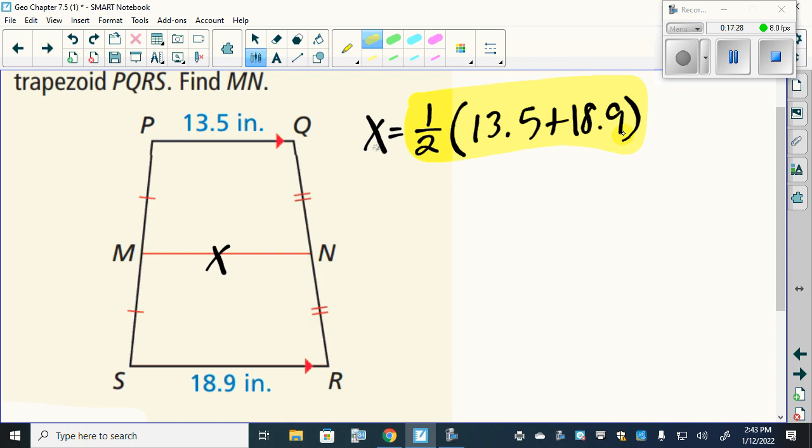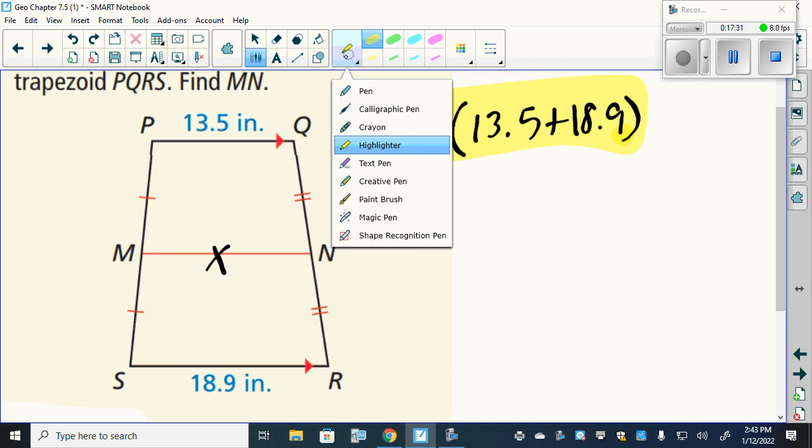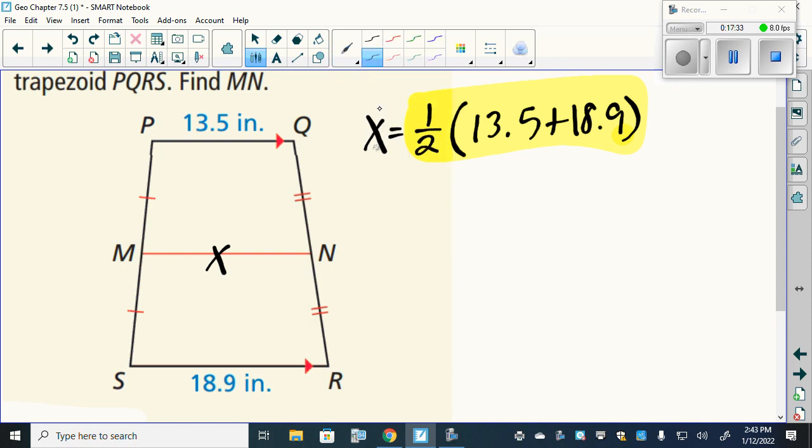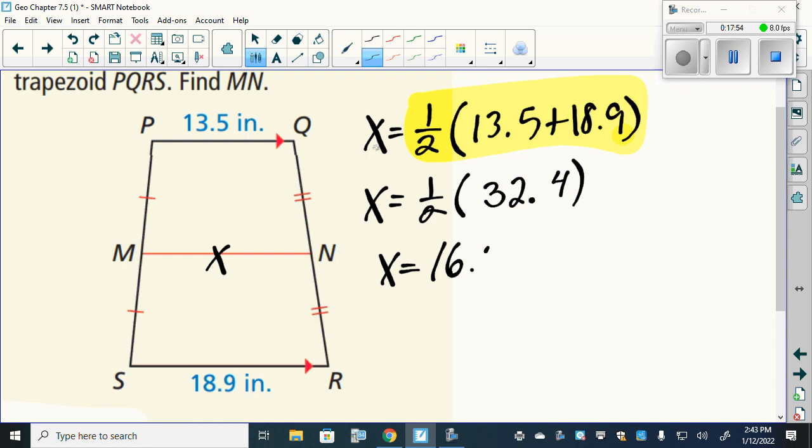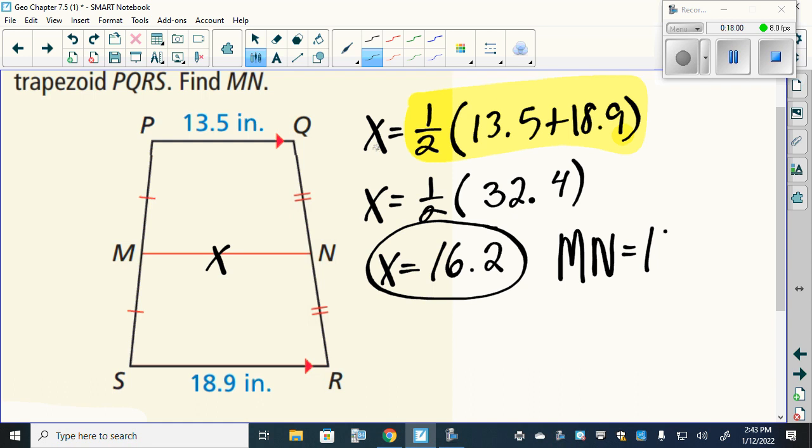Plug it into the calculator. Calculator can do all of that. We don't have any variables in any part, and we don't have to manipulate it to get the variable by itself. It's already by itself. So we could plug all that into the calculator. Now we can add these two together. 4, carry the 1, and get 32.4. And if we divide it by 2, so we get that mn is 22. And that's all we have to do for this here.